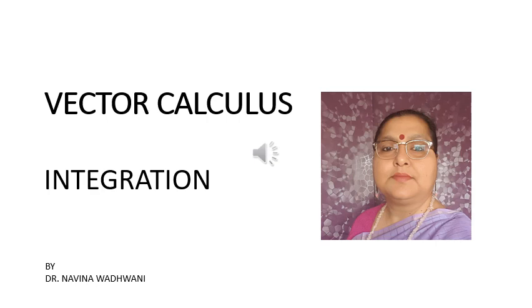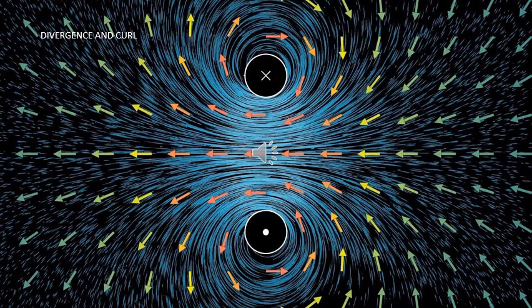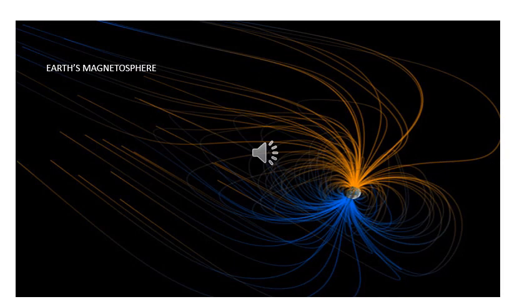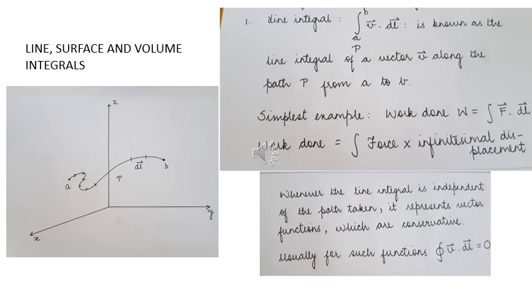In today's lecture, we will discuss the integration techniques of vector calculus. The first slide over here is a pictographic representation of the magnetic field, but I have used it to represent divergence and curl. This picture here represents the Earth's magnetosphere. We now discuss line, surface and volume integrals in detail.